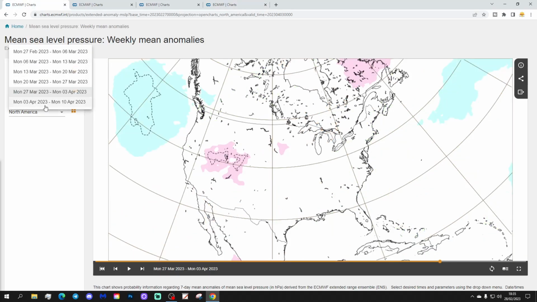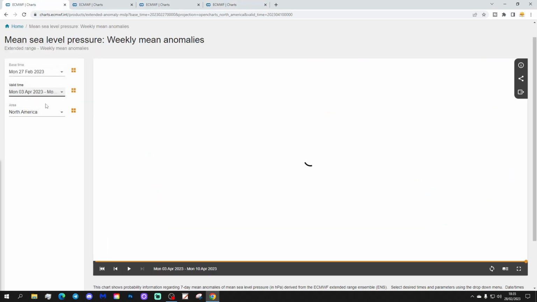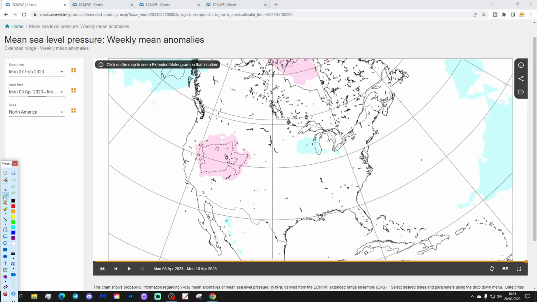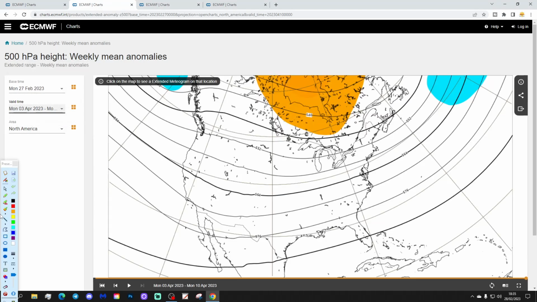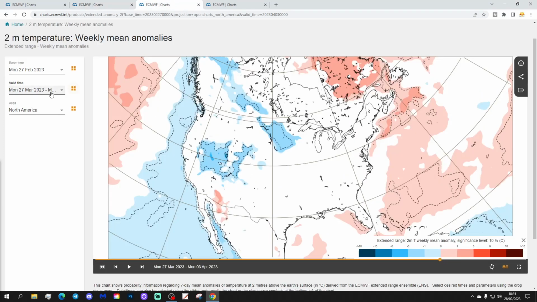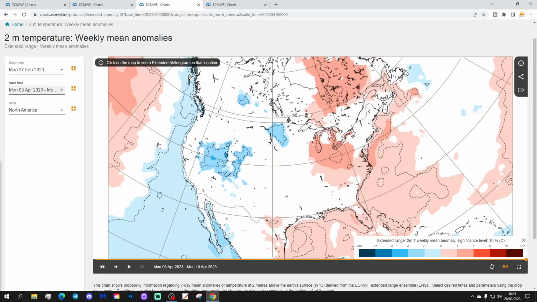And finally, week 6 for mean sea level pressure will be the 3rd to the 10th of April. So very weak signal again. I'm putting in a question mark. What are the 500 millibar heights doing? If it will load again, we're going to put in a question mark as well. All getting very mysterious later on into March and through to April.